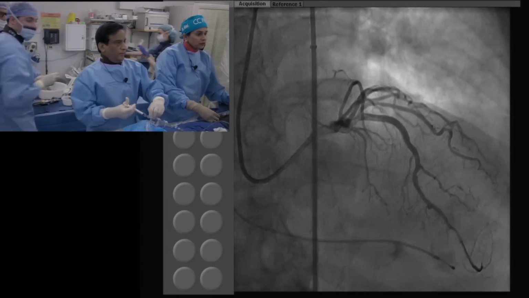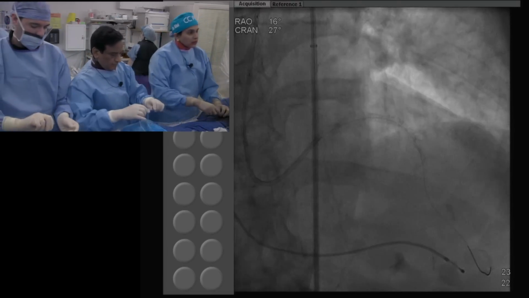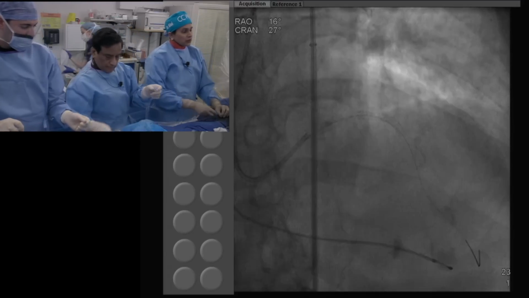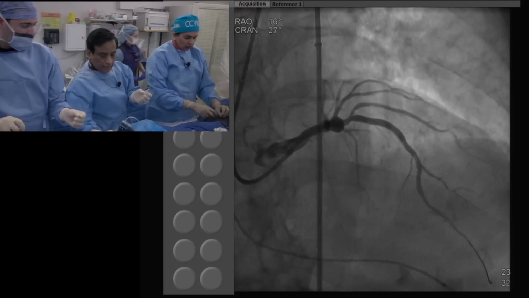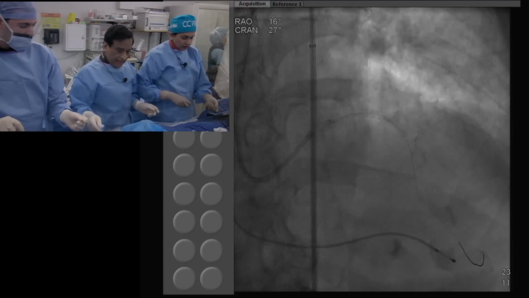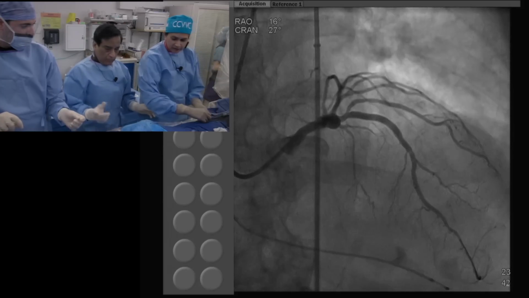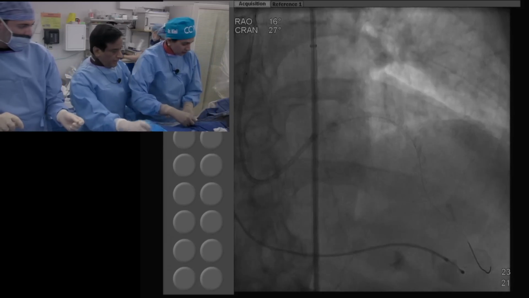Good, nice, beautiful. Okay, and we will wire the circumflex now, or try 12 to see the balloon. So while we are wiring the circumflex, can we advance any balloon? Your earlier 3.0 balloon which you had, maybe we can try.